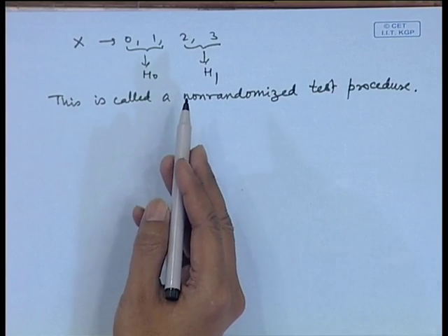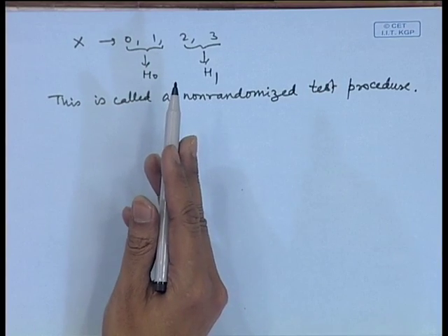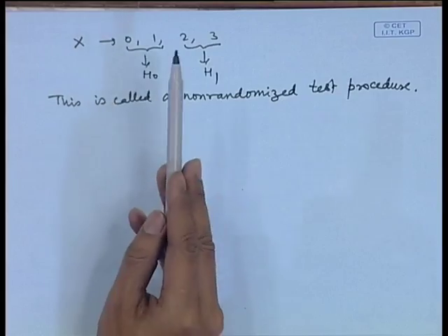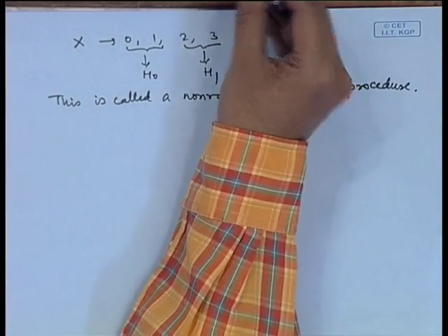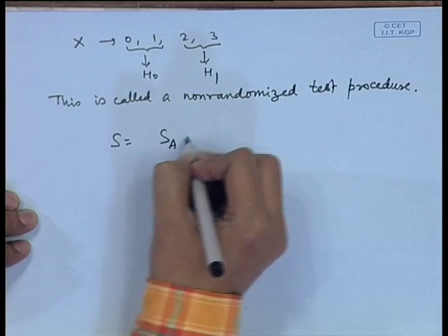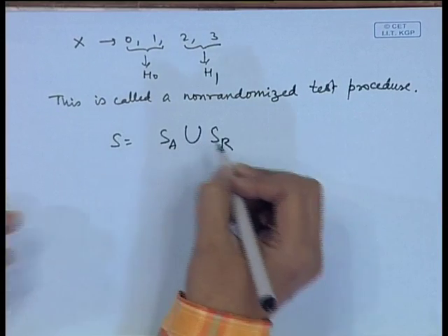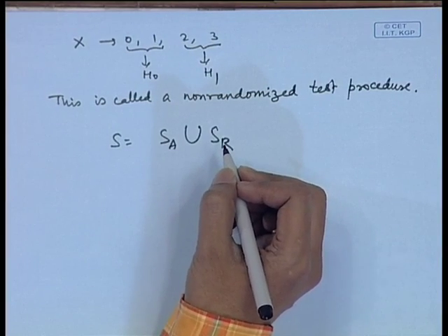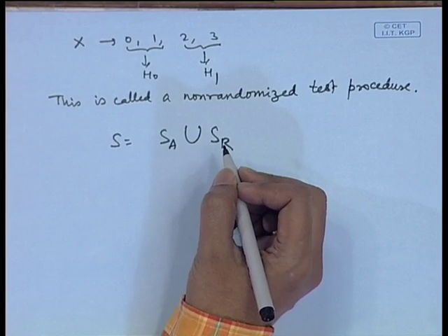So, you can easily see that this test procedure is splitting the sample space into two portions. So, S is your S A union S R, that is, the acceptance region and the critical region or the rejection region.